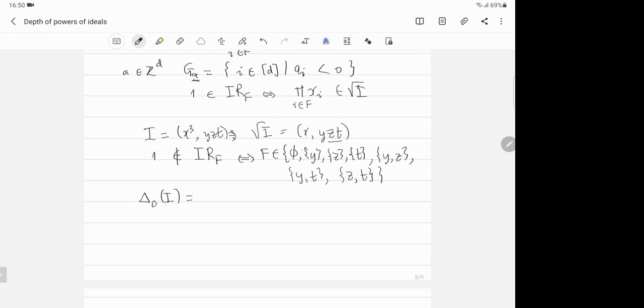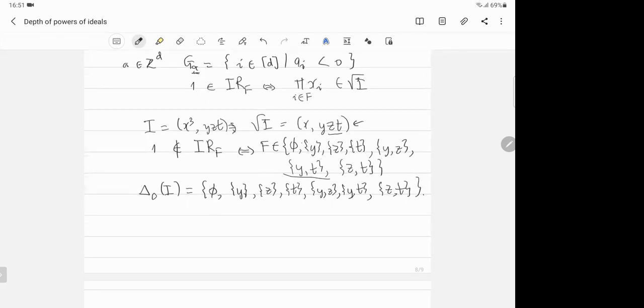So delta zero of I. This is actually what people call the Stanley-Reisner simplicial complex corresponding to this. So this will be the Stanley-Reisner ideal of this complex, and this complex is exactly this guy that I was writing. So I will copy it again. This simplicial complex.